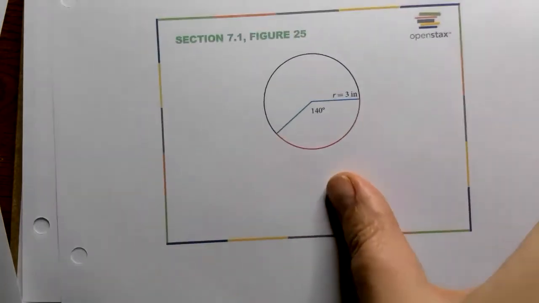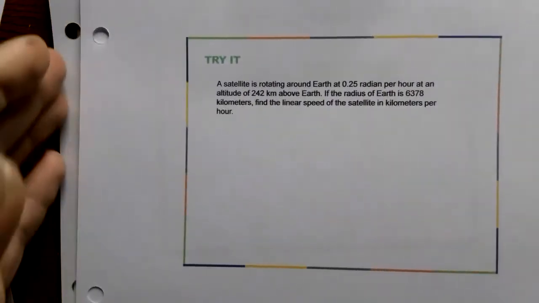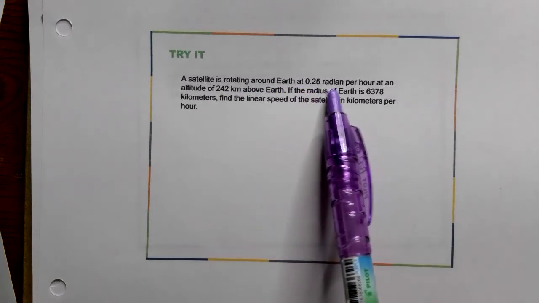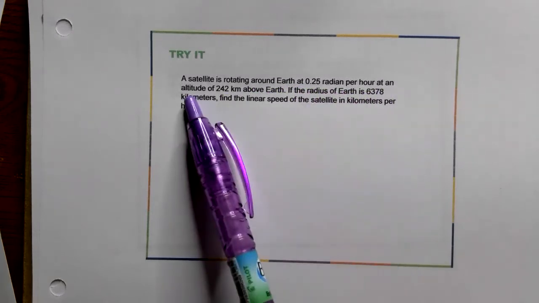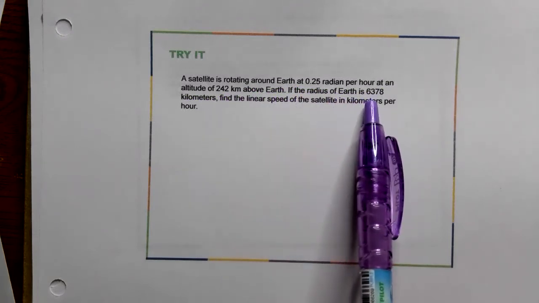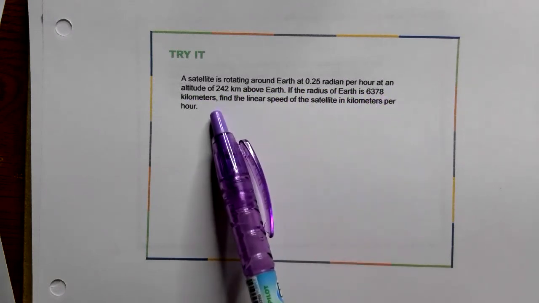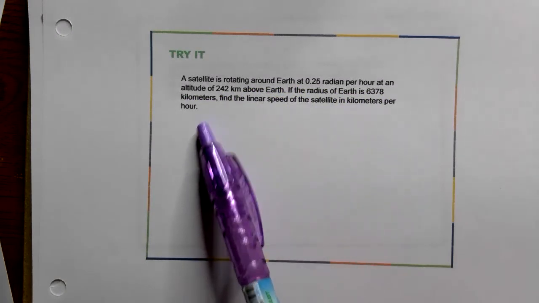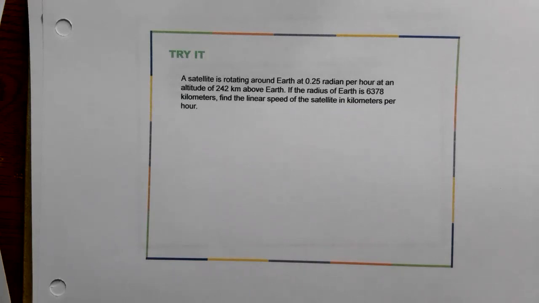Now the one that I want you to try is this one. It says a satellite is rotating around Earth at 0.25 radian per hour at an altitude of 242 kilometers above Earth. If the radius of Earth is 6,378 kilometers, find the linear speed of the satellite in kilometers per hour. So, again, I want you to pause the video, try this problem, and let me know if anything goes wrong. And I'll see you in the next video. This is the end of section 7.1.